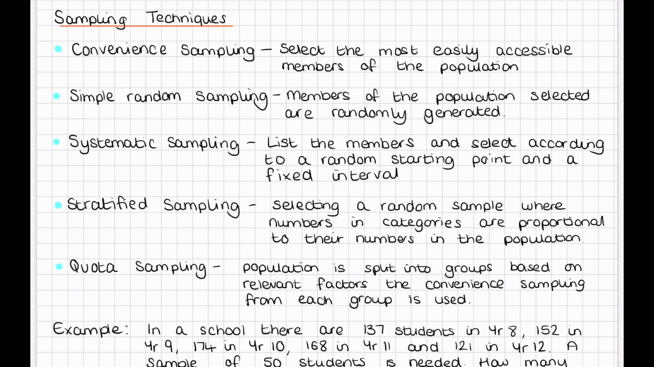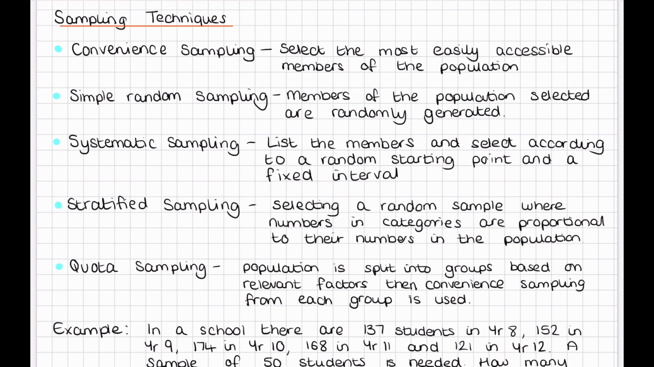Stratified sampling, selecting a random sample where numbers in categories are proportional to their numbers in the population. So this would be if I wanted to survey the whole school. I would look at how many in total year 10s, 11s and 12s there were, and the proportion of year 10s to the whole school, 11s and 12s, and then in my sample of 20, take that same percentage or that same proportion out of the 20 of year 10s, 11s and 12s.